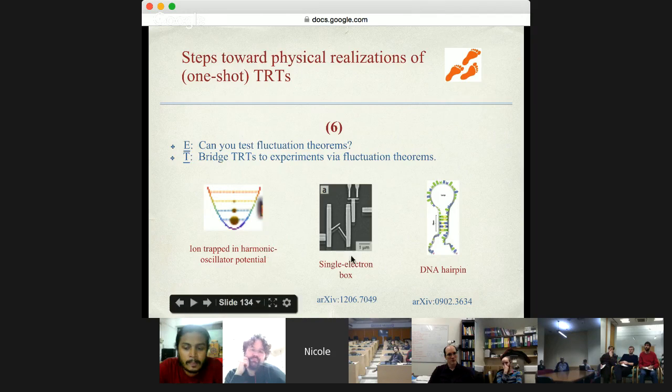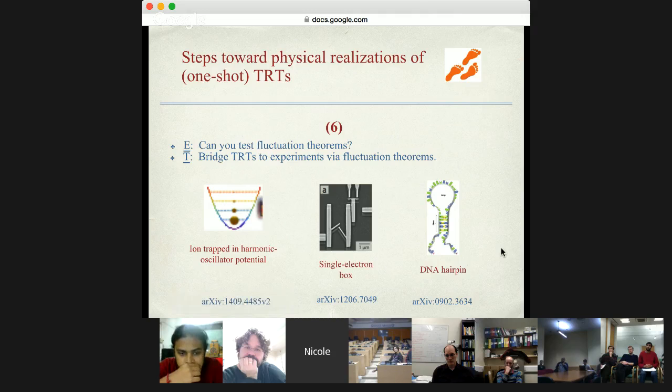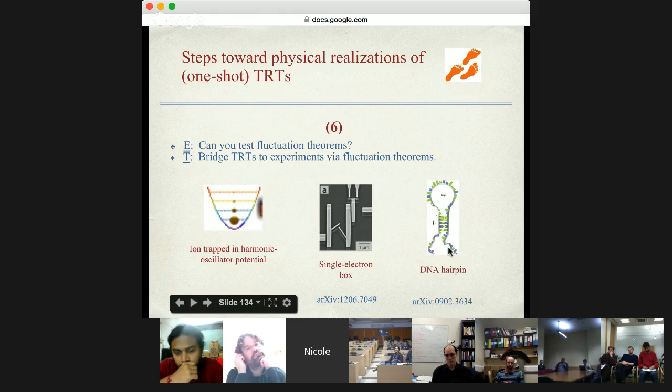These are some of the platforms that have been used to test those results. This is a DNA hairpin, one of the first platforms used to test fluctuation theorems. So this is a string of DNA. Someone fixes this leg and pulls this other leg. You can calculate the amount of work that you have to do to pull the hairpin apart. That's like calculating the amount of work required to create a state, or required to compress a gas. You can let the leg fall back. Then you can calculate the amount of work extracted.